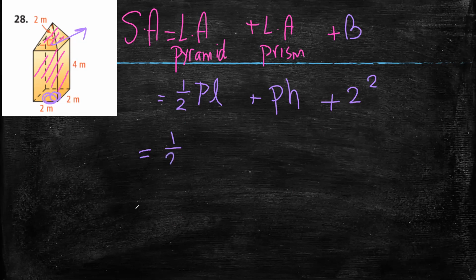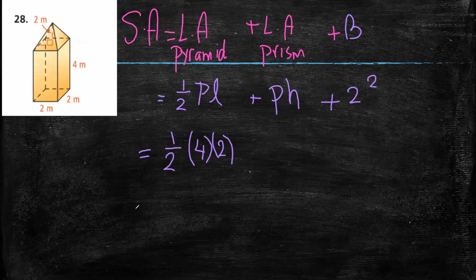Now, half. What is the perimeter of the square? Look at the pyramid here. What is the perimeter of the square? It is 4 times 2. Is this right? Yeah. Okay.